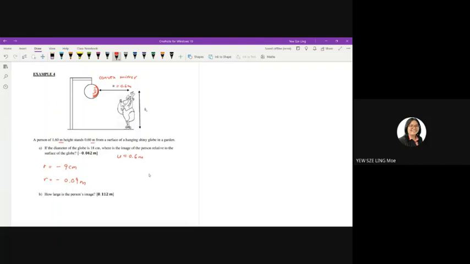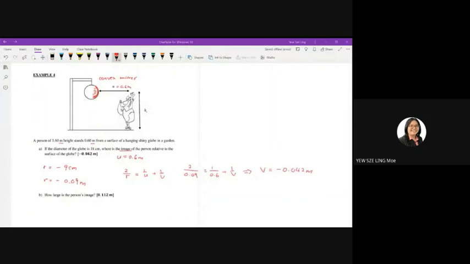From here, you should be able to determine the position of the image. 2 over R equals 1 over U plus 1 over V, so 2 over 0.09 equals 1 over 0.6 plus 1 over V. Rearranging the equation, you obtain V equals negative 0.042 meter. This question tests whether you know that the shiny surface of the globe is acting as a convex mirror or not.